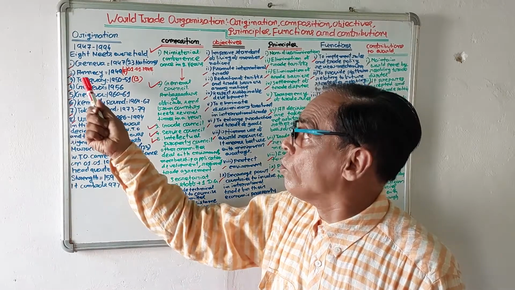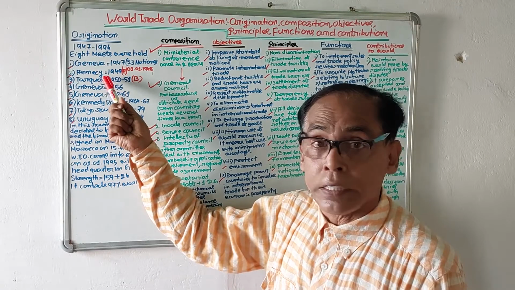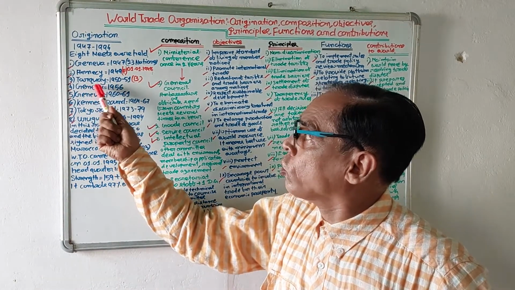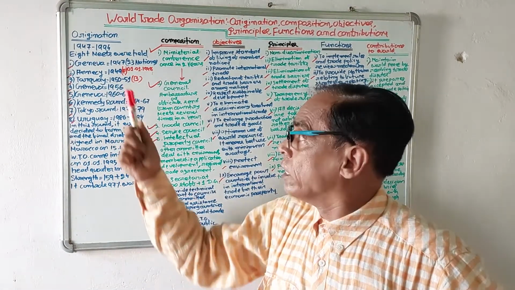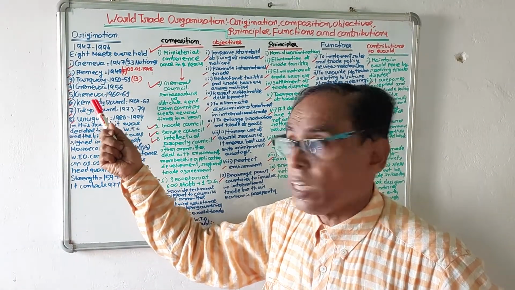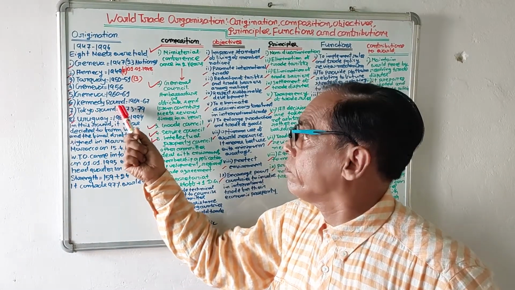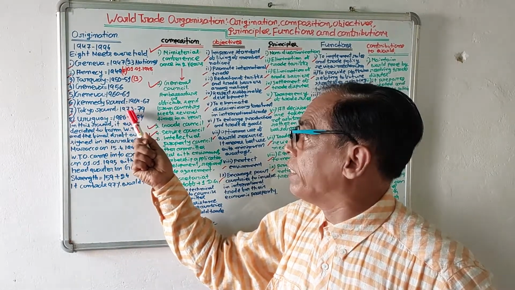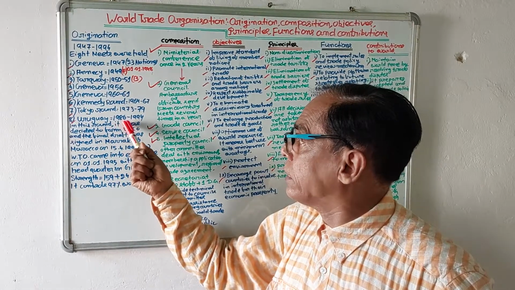The second discussion was in France. It was held in 1949. Third discussion was in Britain in 1951. Then the fourth discussion was in Geneva, 1956. Again, fifth discussion was in Geneva, 1960-61. Again, the sixth discussion was Kennedy round, from 1964 to 67. Then Tokyo round 1973 to 79. Then Uruguay conference, last conference, 1986 to 1994.